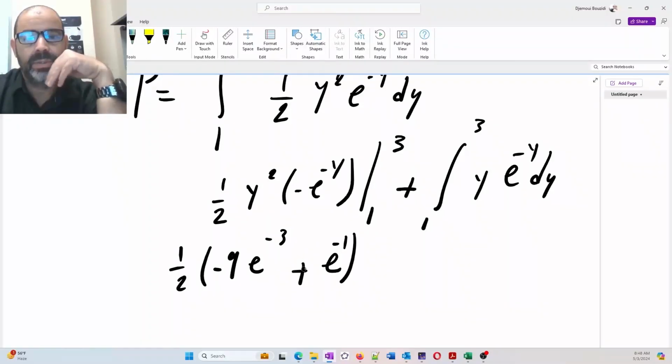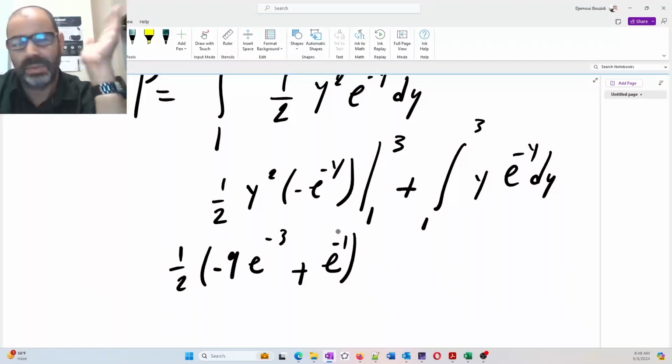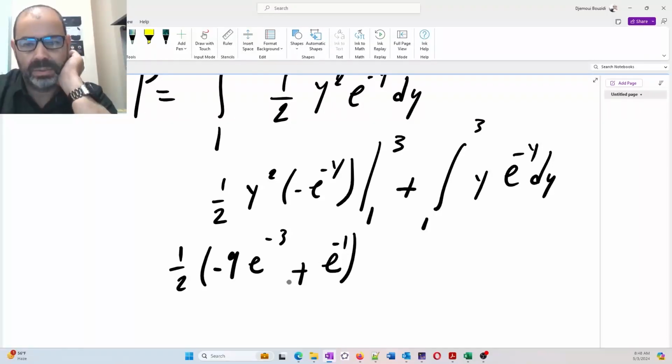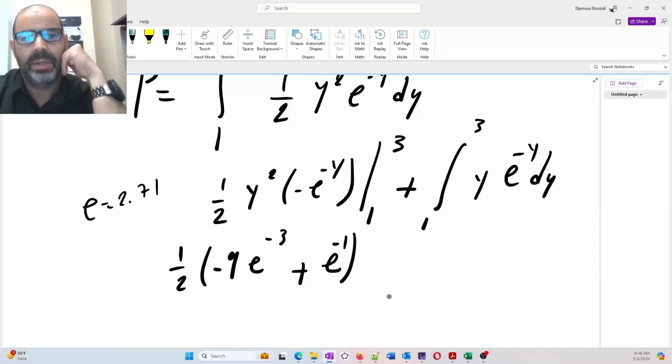Okay, so this number is not 0. So this whole thing is not 0. It may be 0, but no, it's not 0. So it's going to be a number. Okay, don't forget e is 2.71, the base of the natural log.